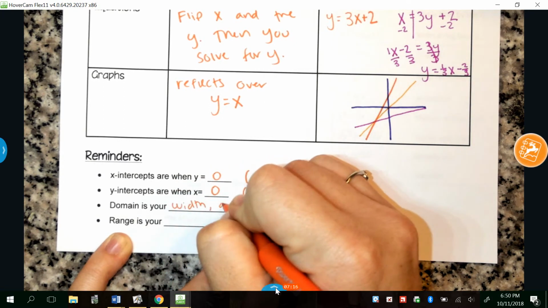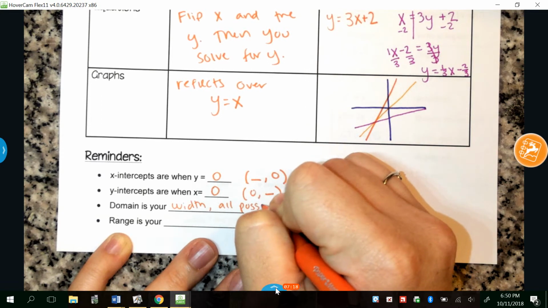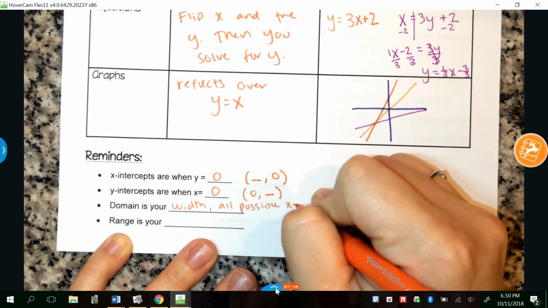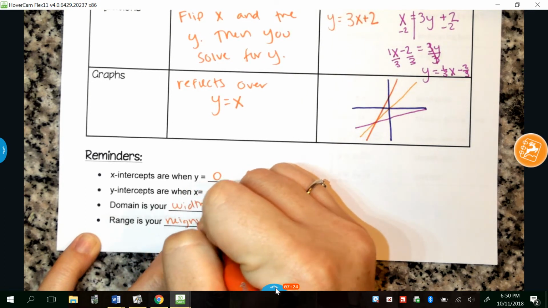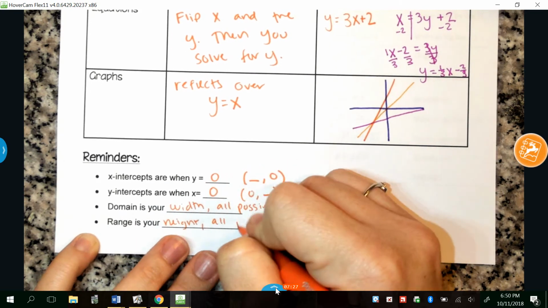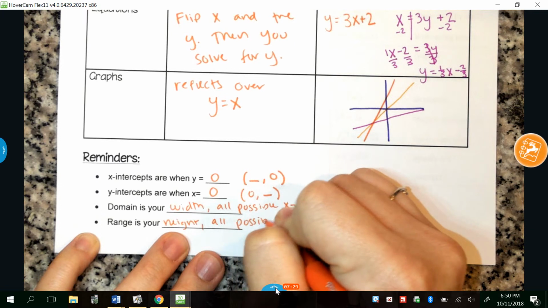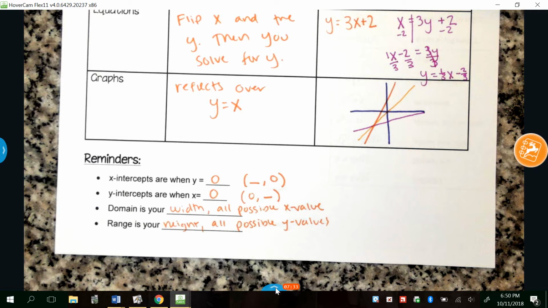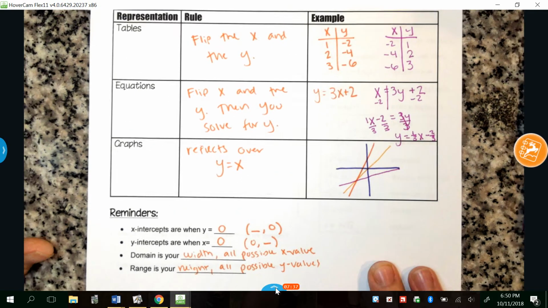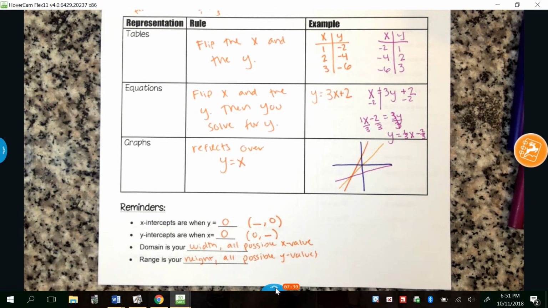It's all possible x values. Well, range is your height. All possible y values. Okay, just a couple things to remember. So I'm just going to put this up here. Make sure you have all of this bottom part down.